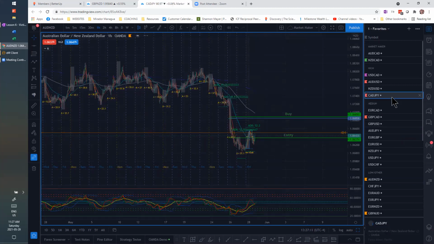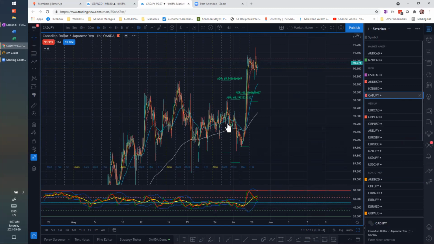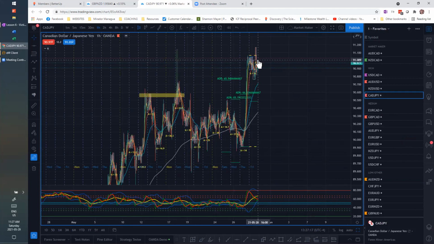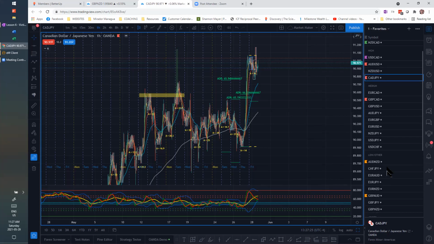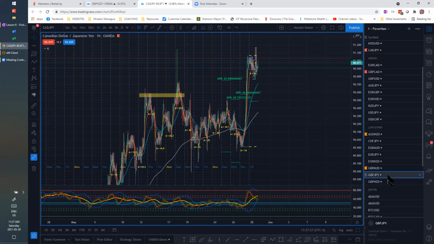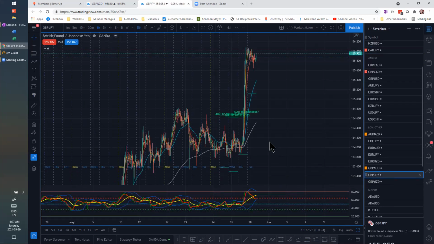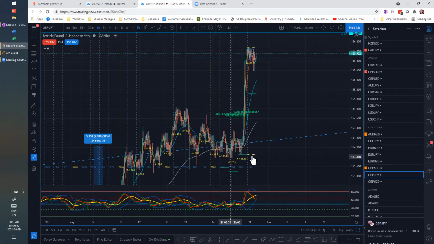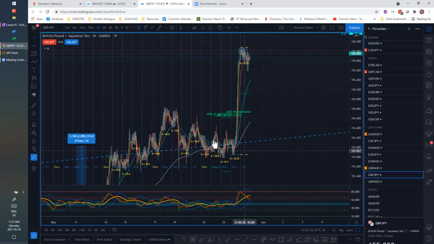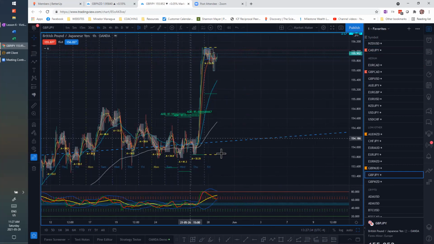CAD JPY, same thing. Did all this crap in here and then took this big jump the other day, like all the JPY pairs did. Yeah, because GJ there, like you said in our chat, went like 220 pips. Yep. Same thing. That's crazy.